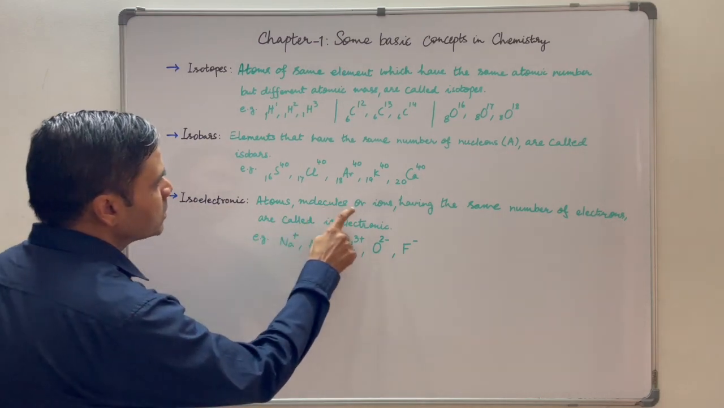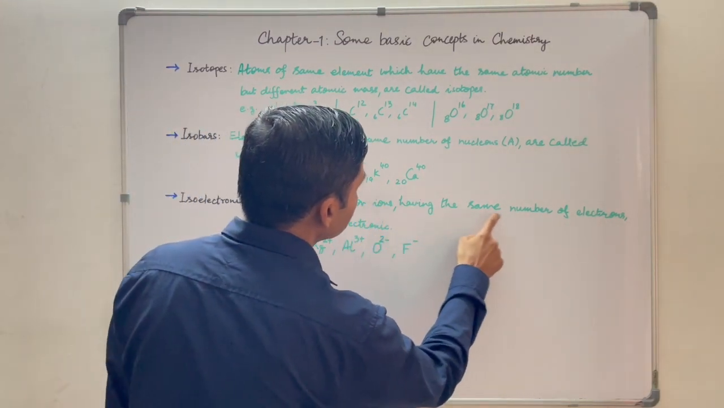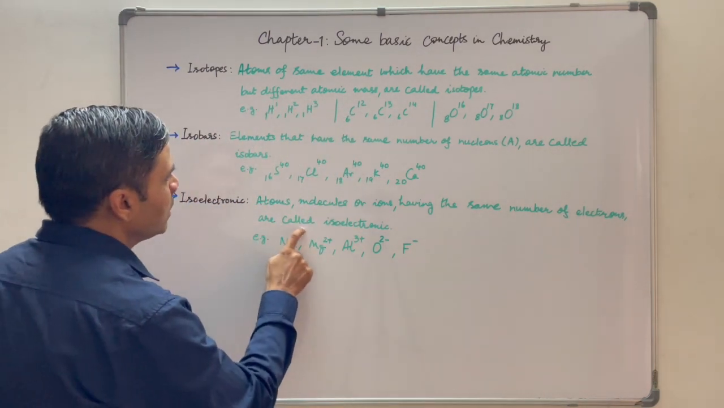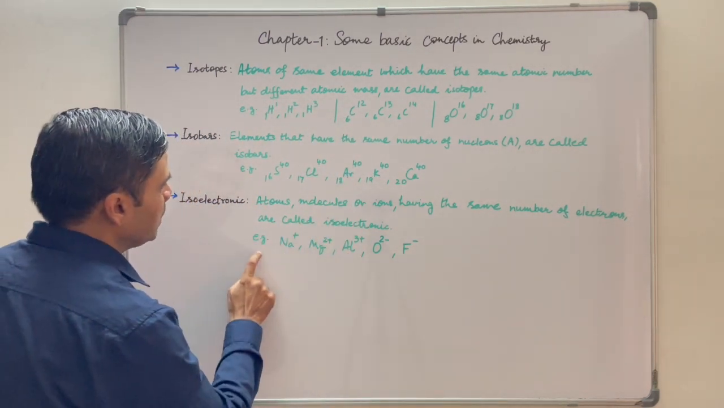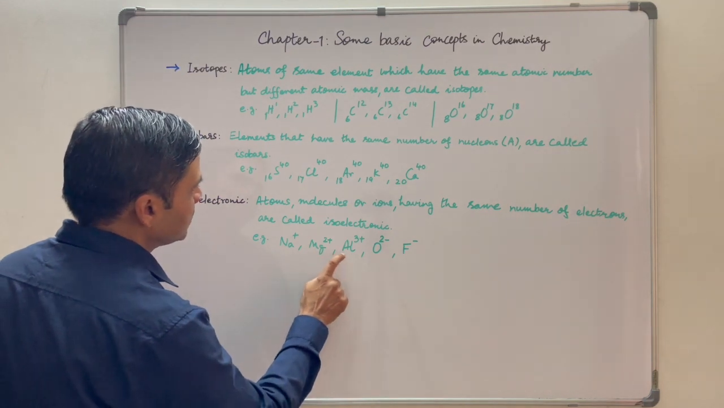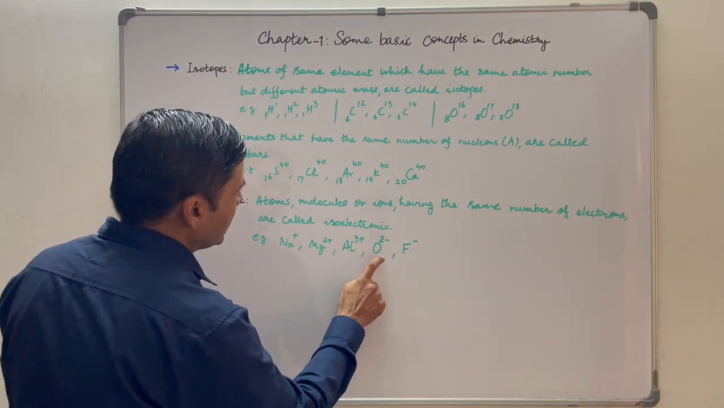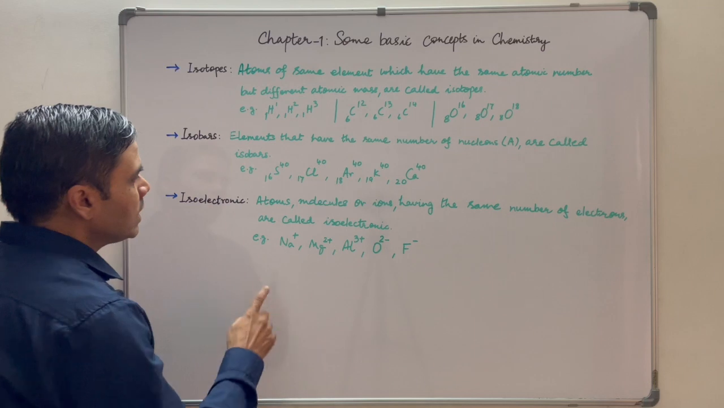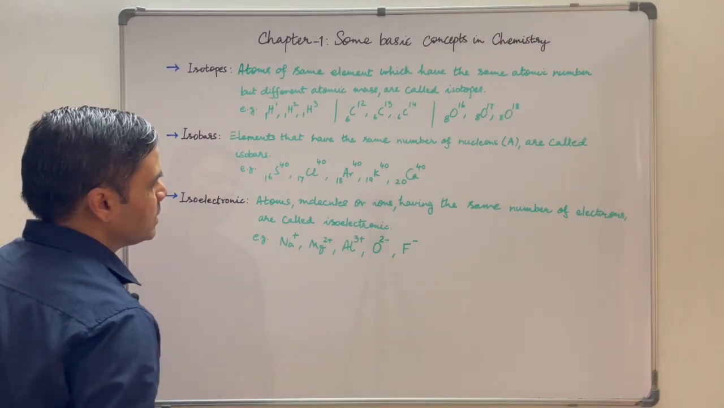Isoelectronic. Atoms, molecules or ions having the same number of electrons are called isoelectronic. For example, Na+, Mg2+, Al3+, O2-, F-. So let us calculate the number of electrons in them.